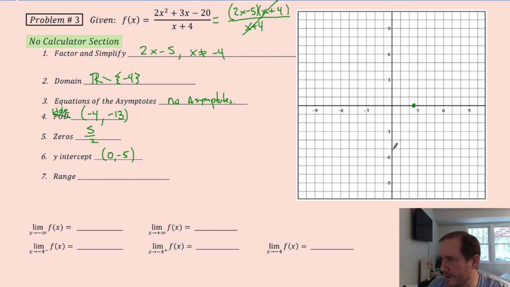Three, 4, 5, so that's here. And we said the hole is at negative 4, negative 13, so 9, 10, 11, 12, 13. So you better just kind of rough that in. There'll be a hole like here, but the rest of the graph will be smooth.